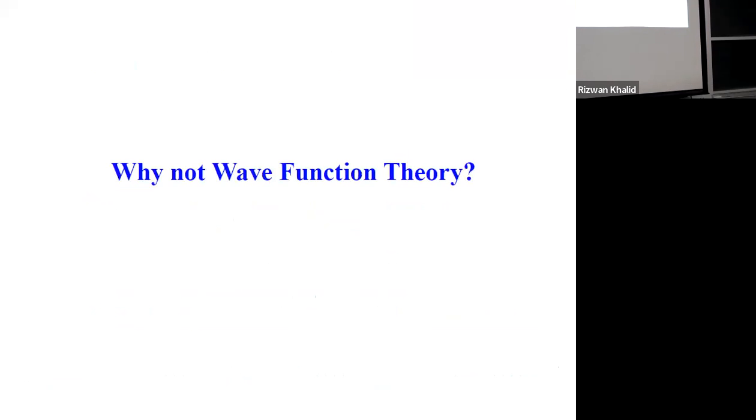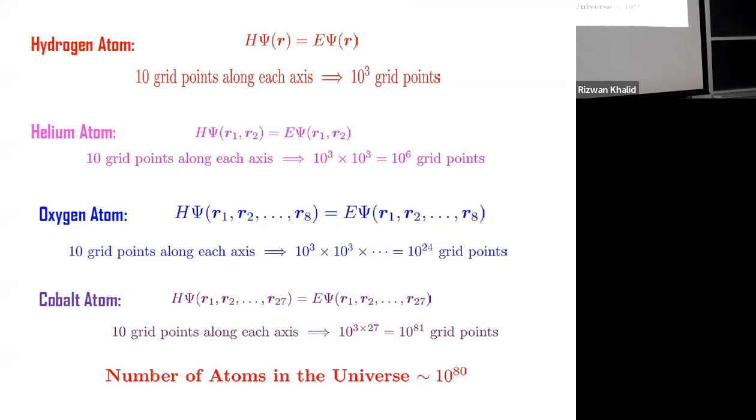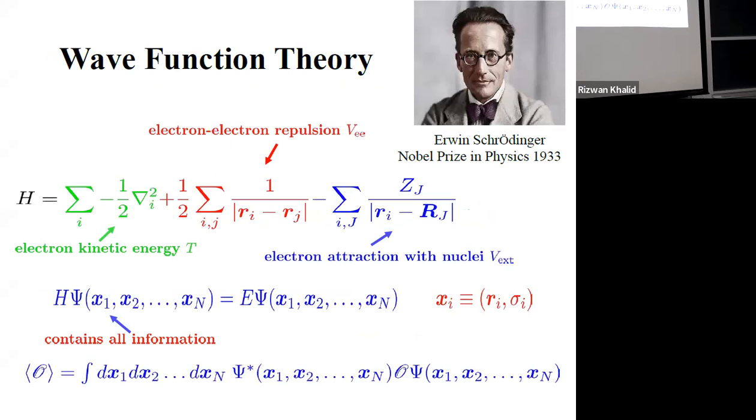For example, let us see. There are different ways to solve the Schrodinger wave equation. And if you want to calculate, say, the expectation value of any observable, you have to calculate this integral. It's an integral of many variables.